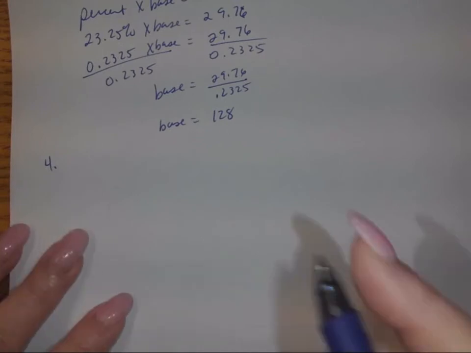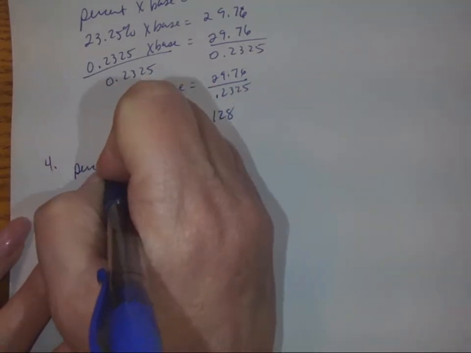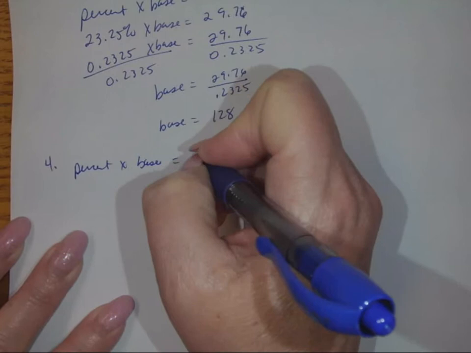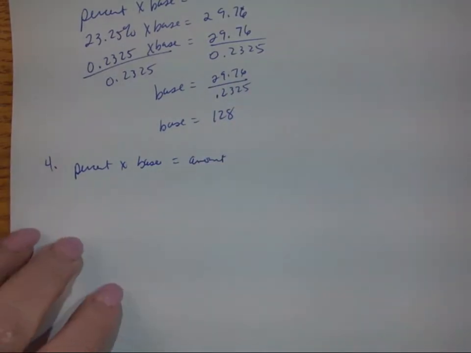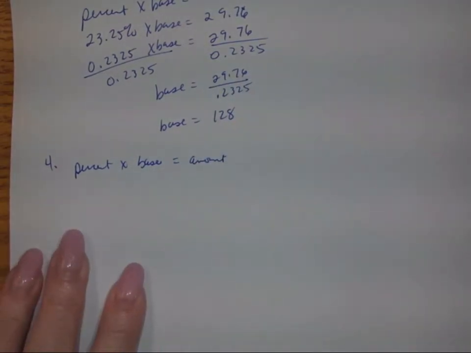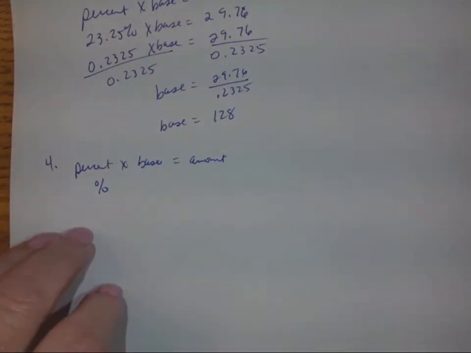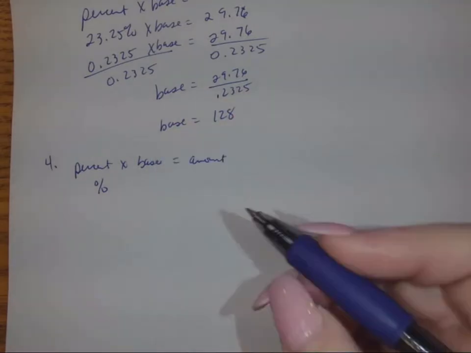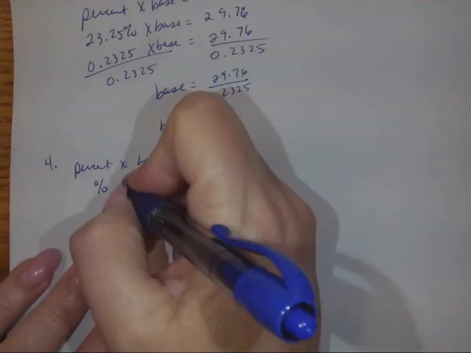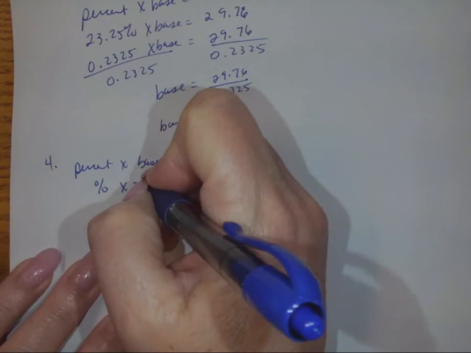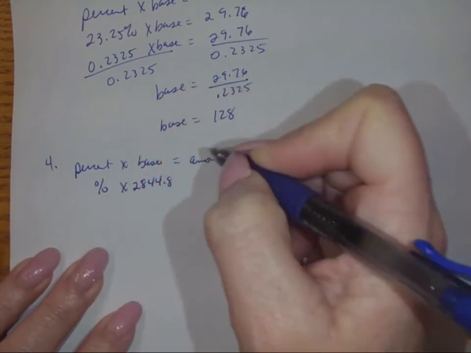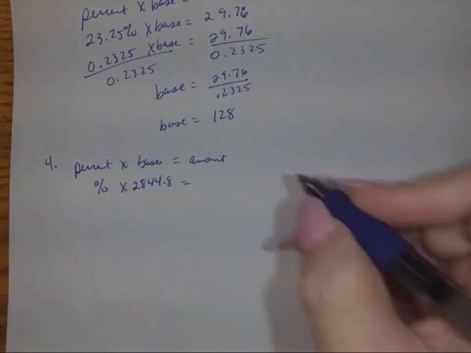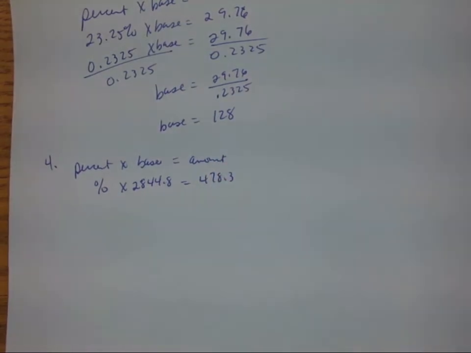So if we look at percent times base equals amount, what do we know? We're trying to find the percentage. So this is what we know we're trying to find. The base is going to be from the total frozen pizzas. So that's going to be the 2844.8, and the amount that DiGiorno did was 478.3. We are good to just plug those in because they are both millions, so they're in the same increment.